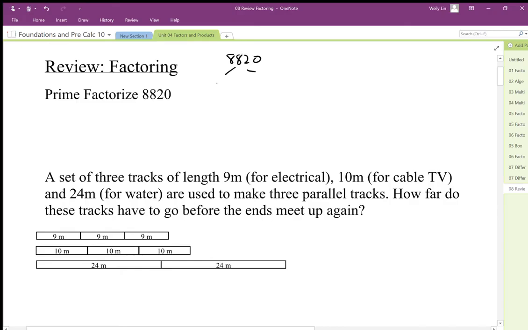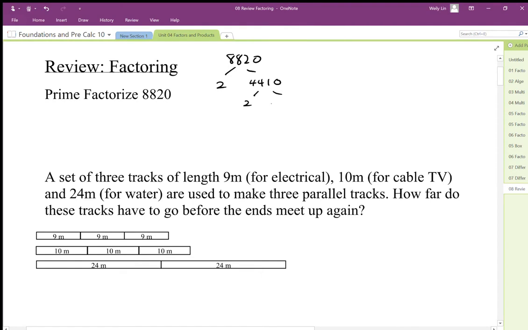I can do it any way I want. I can divide by 4 or divide by 2. Dividing by 2 is probably the easiest, but it's nice to divide by bigger numbers, and then you have two branches that you can factorize. So here I'll just do it 2 times 4,410.